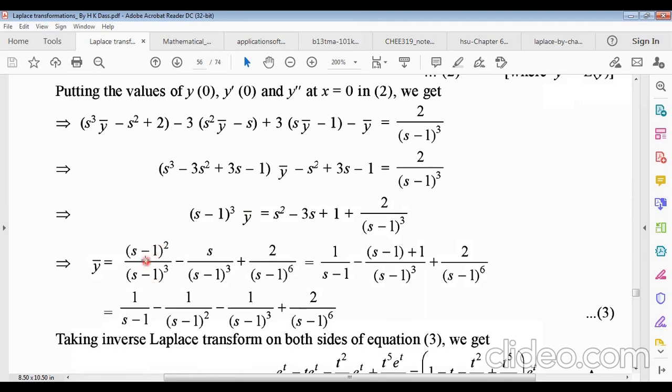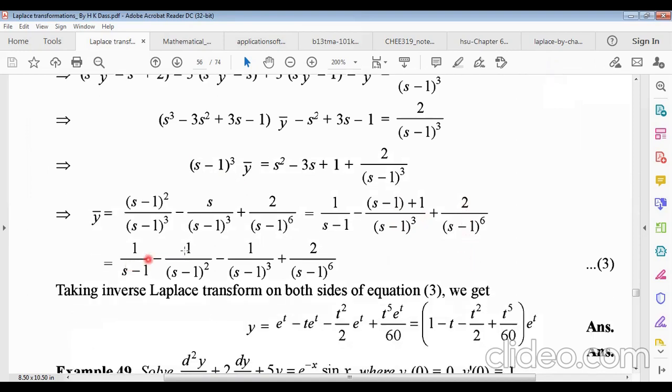And this (s minus 1) whole square and 1 over (s minus 1) whole cube means what? 1 by (s minus 1). And this can be written as (s minus 1) plus 1 divided by (s minus 1) whole cube to make partial fractions. Okay, we get 4 terms from here because this term will give 2 terms.